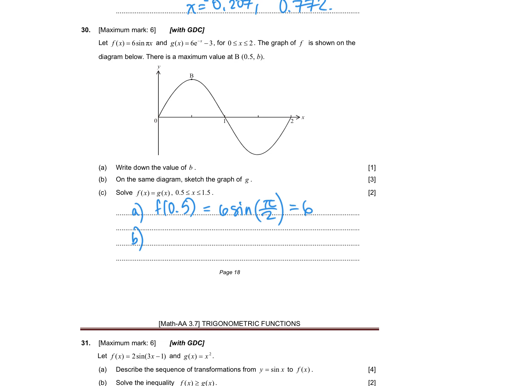On the same diagram, sketch the graph of g. So you just need to put it in the graphing calculator. Oh yeah, and then also the max is obviously 6 because of the amplitude, and the principal axis is 0, so either way. Okay, so for b, I just put this on the graphing calculator, and you've got to find the y-intercept, which is through the trace function.